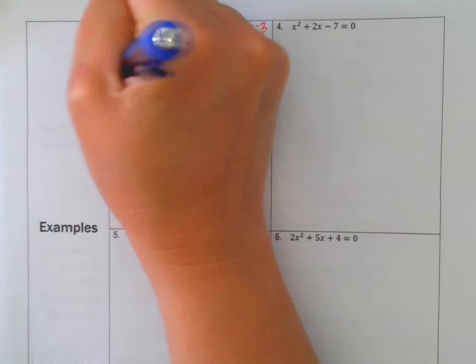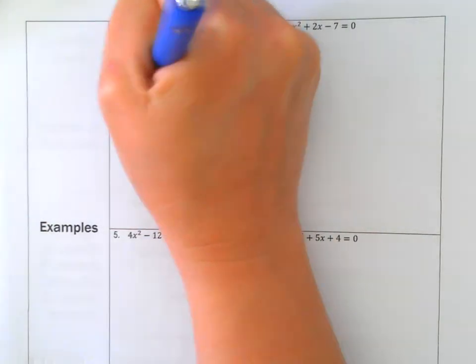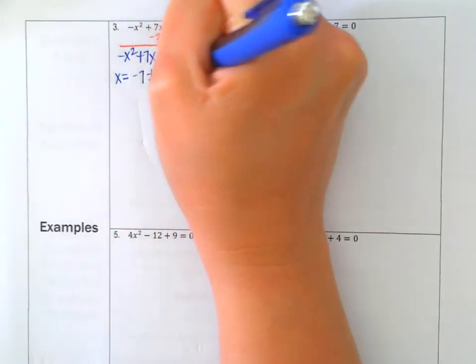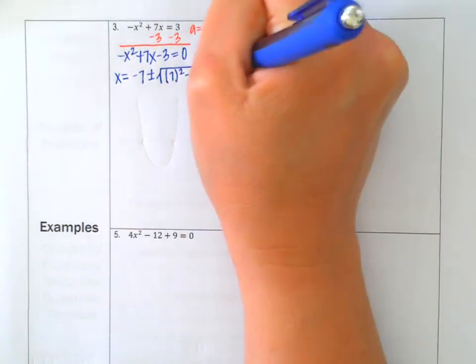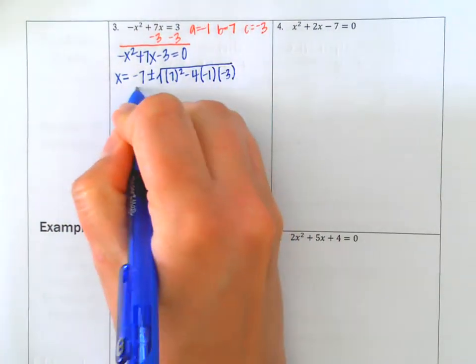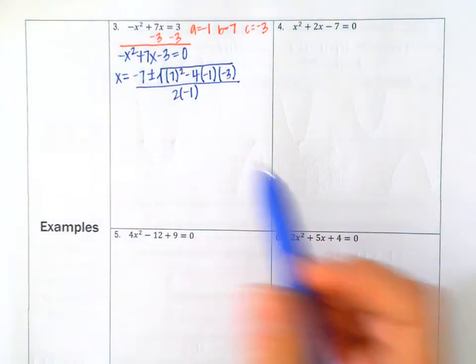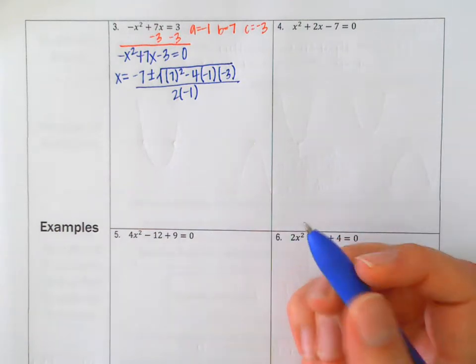So x equals the opposite of 7, so negative 7, plus or minus the square root of 7 squared minus 4 times A times C, all over 2A. So I just plugged everything in, and then I start to simplify.